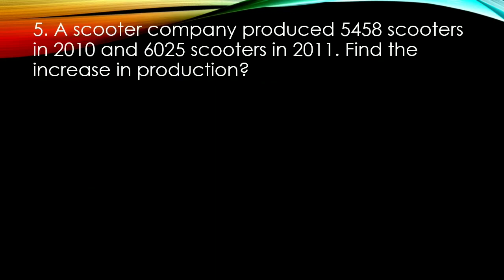Next question is, a scooter company produced 5,458 scooters in 2010 and 6,025 scooters in 2011. We have to find out the increase in production. Increase in production means how many more scooters did the company produce in 2011 than 2010. So to find this increase in production, we have to find the difference between the number of scooters produced in 2011 and 2010.